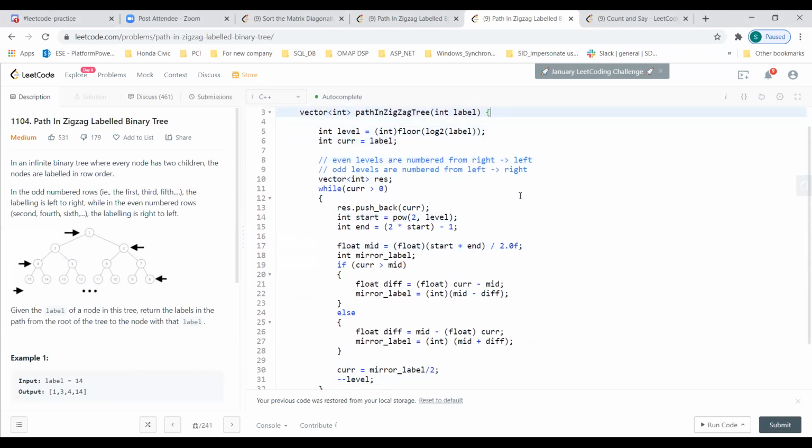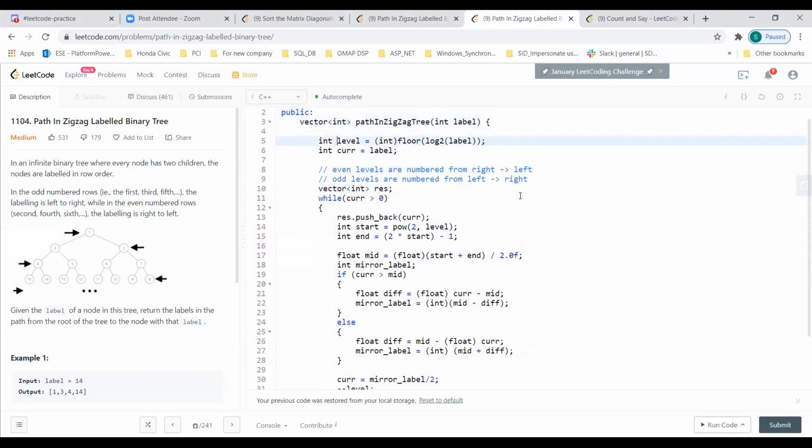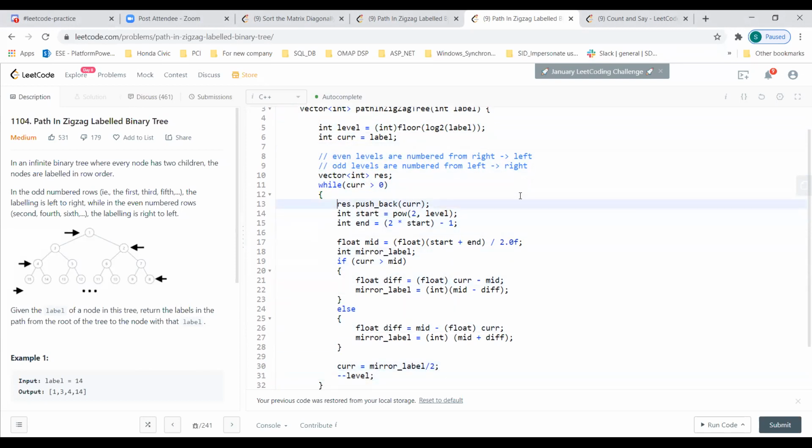You go through, find this level here, and this is your current label I'm assigning here, and then going through this current, and then you just push that in the first one, and then this is your start and end. This will be for the next level, like 4 and 7, where you're going. Okay, and then you find this midpoint, and based on your midpoint, now you have to actually form this label, right? So always this mid will be a float value. Okay, and it makes sense to be a float.